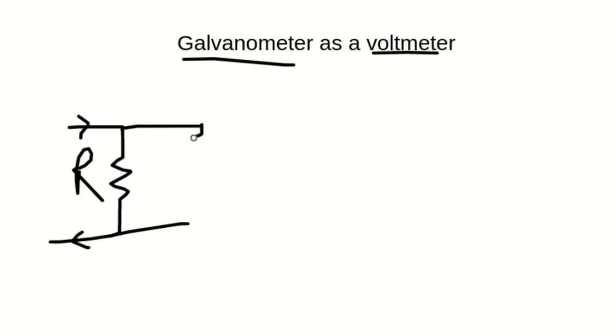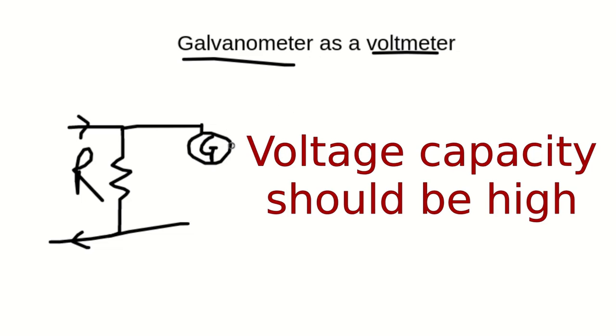Suppose I will draw here a galvanometer. So I don't know whether the resistance we have to attach in parallel or in series. So we will find out how we can do that. So first of all, as we have seen in case of ammeter, our current capacity should be increased. In this case, our voltage capacity should be increased. So this is the first point, voltage capacity.